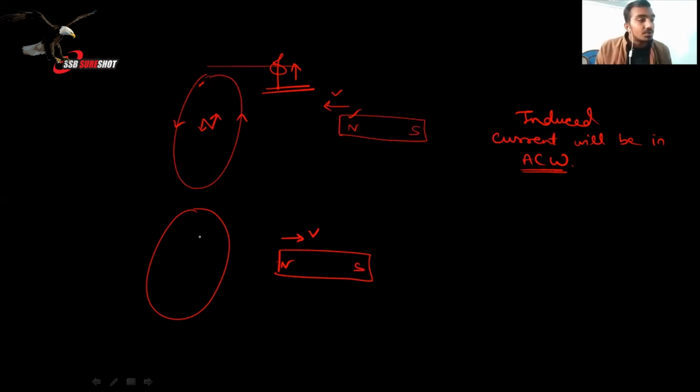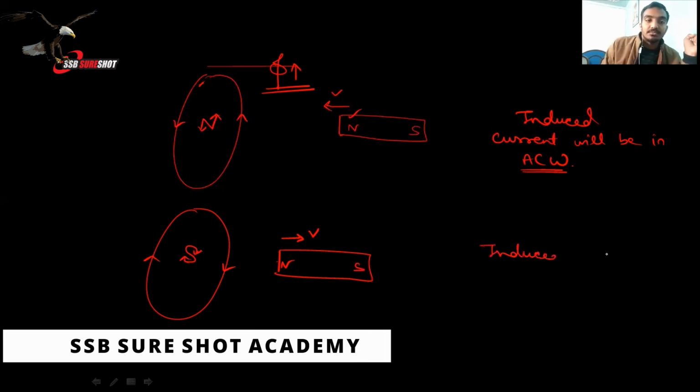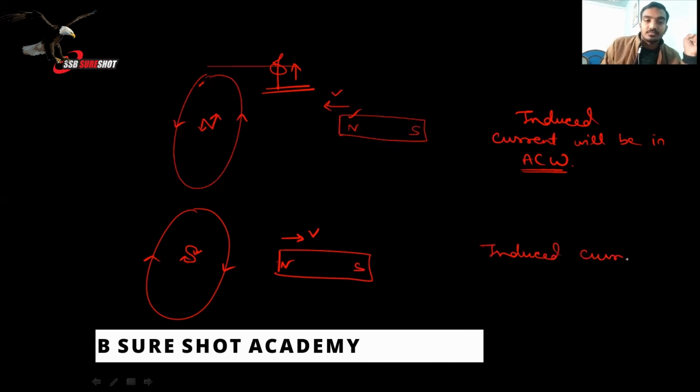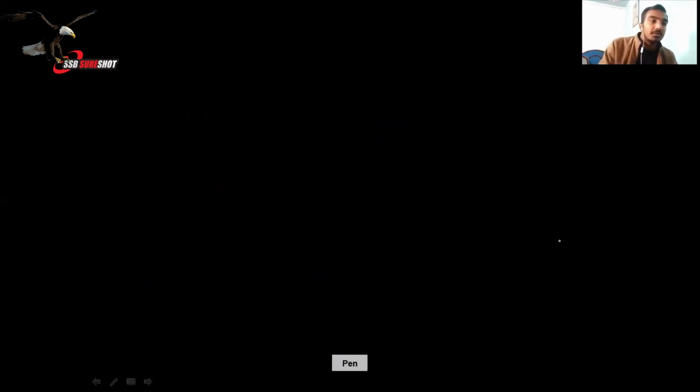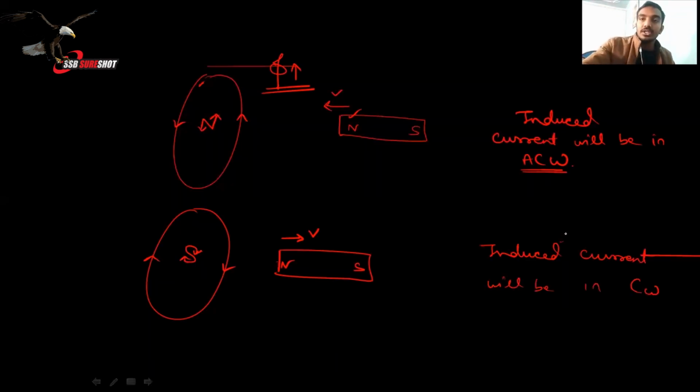So in order to stop that, what do we need to do? We need to attract this north pole. Okay? And in order to attract it, south pole must be there. And if south pole is there, that means what will be the direction of current? The direction of current, that is the induced current, will be in clockwise direction. Yes or no? Ab ye kis mein ho jayega? Apna clockwise direction mein ho jayega.